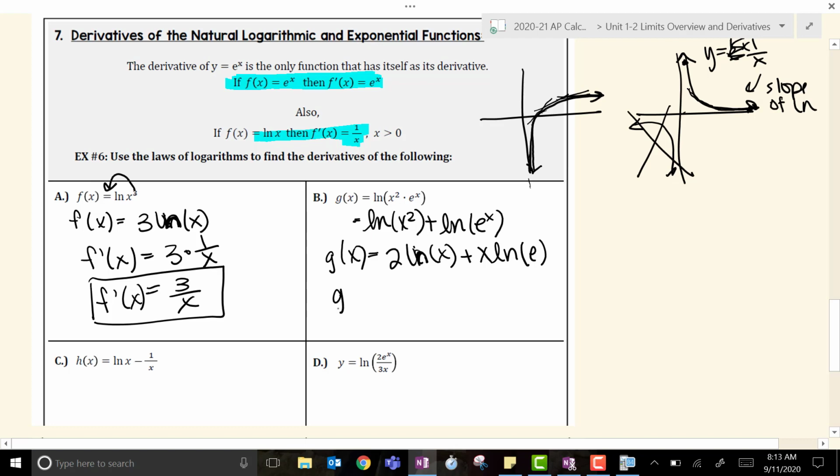When we derivate, g prime of x equals, this first term becomes 2 over x, right, because you have 2 times 1 over x. And then the natural log of e is 1, and then the derivative of x is 1. So it's just going to be 2 over x plus 1. Or that slope, right, is just positive 1.